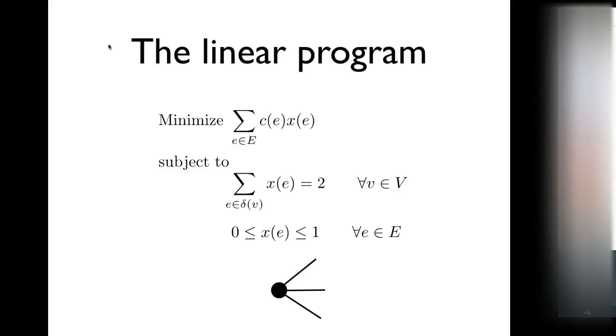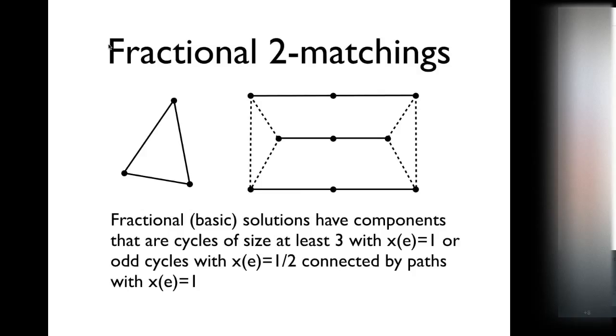Now, if you go ahead and solve that linear program and get what's called a basic solution or an extreme point solution, you'll get things that look like this. We'll call them fractional two matchings. In these fractional two matchings, we're going to have cycles where all these LP variables are set to 1, and they are on 3 or more cities. Or they'll look like this, where I have these LP variables in odd length cycles where all the LP variables are half, and then they're joined by paths where all the LP variables are set to 1.